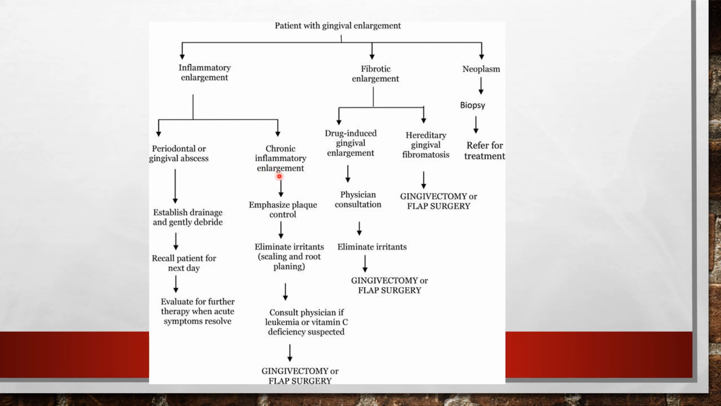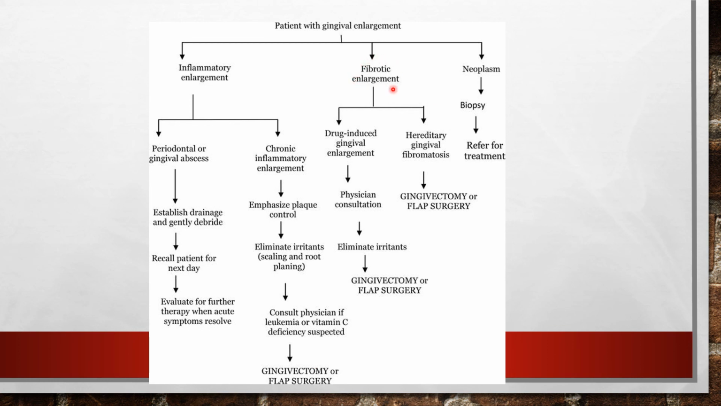Under chronic, as you know, that is mainly due to plaque deposition. So emphasize plaque control, eliminate irritants by scaling and root planing, and consult a physician if leukemia or vitamin C deficiency is suspected. If there is persistent gingival enlargement even after the removal of irritants and after ruling out the other factors, we can go for gingivectomy or flap surgery according to the case demand.